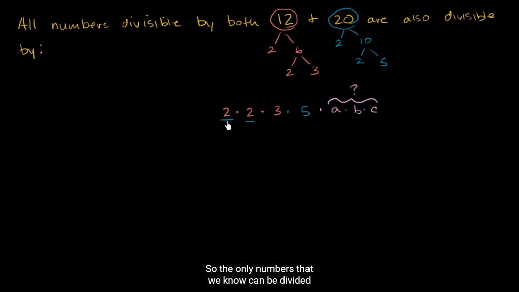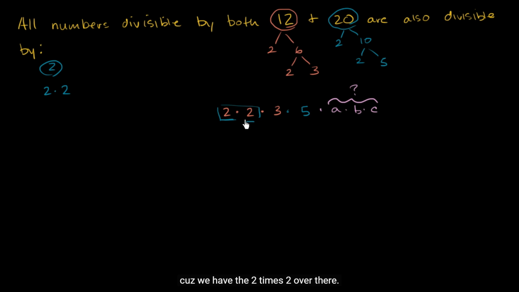So the only numbers that we know can be divided into this number, well, we know 2 can be. We know that 2 is a legitimate answer. 2 is obviously divisible into 2 times 2 times 3 times 5. We know that 2 times 2 is divisible into it, because we have the 2 times 2 over there. We know that 3 is divisible into it. We know that 2 times 3 is divisible into it. So that's 6. Let me write these. This is 4. This is 6. We know that 2 times 2 times 3 is divisible into it.